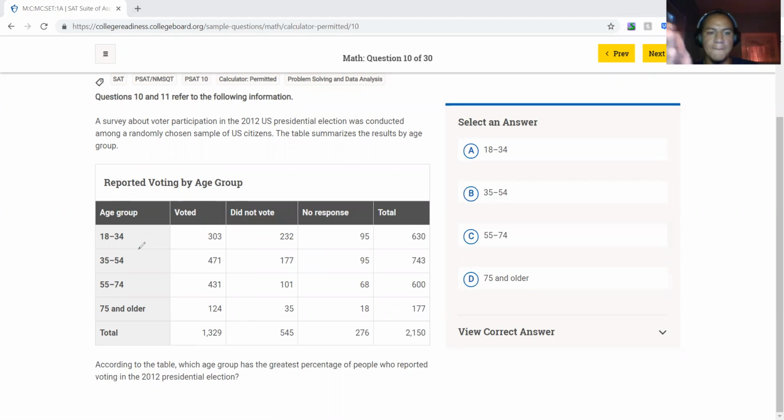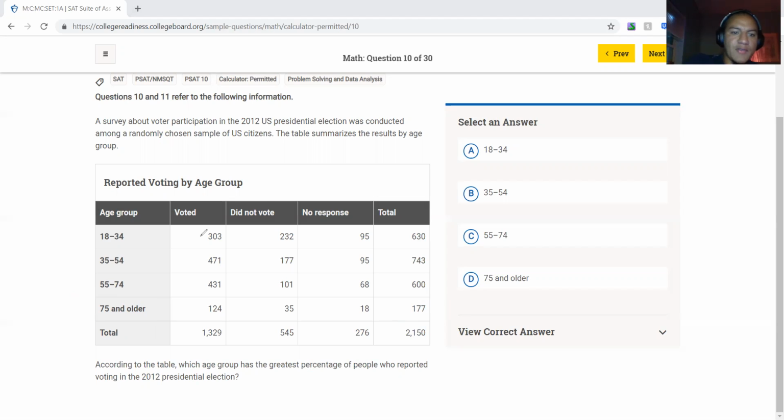But it wouldn't be fair, for example, to the 75 and older people if there weren't that many of them to begin with. And that's true. There's only 177. So what if this group really did vote the most, but they just don't have the numbers to show for it? That's where percentages come in.